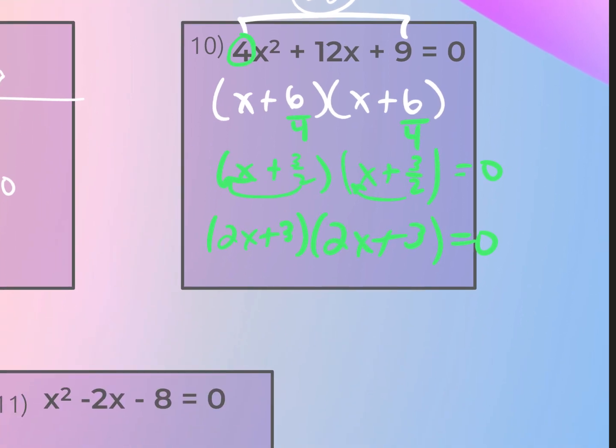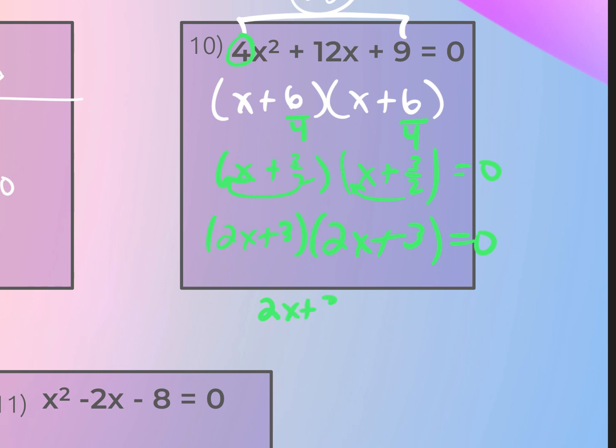So what do you do with each piece? You set it equal to 0. So x equals what? If I move 3 over, it becomes what? Negative. Good. And then I divide by 2.